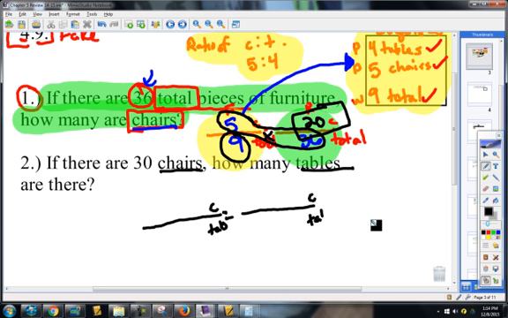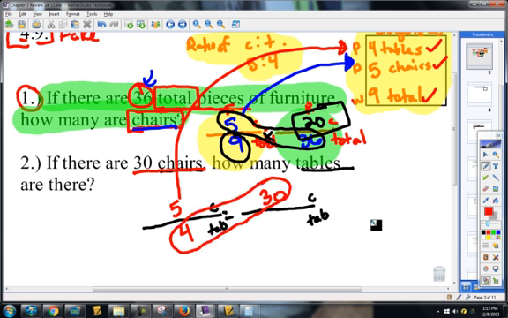Chairs and tables. Notice how I did TAB instead of just T. Okay, just so I don't get confused. Now, fake ratio, I get that from up here. I know that the fake ratio is going to be that there are 5 chairs for every 4 tables. Okay? Then, I just look and say, what did they give me? And I just match the number with the label. I'm going to go ahead and put 30 there. From here, I can just cross multiply, and I can divide, and I'm going to get 24 tables.